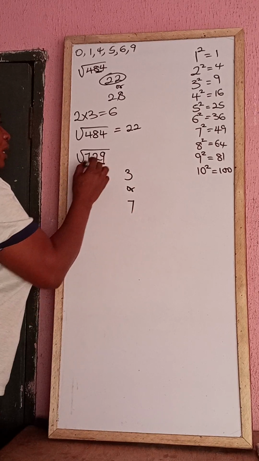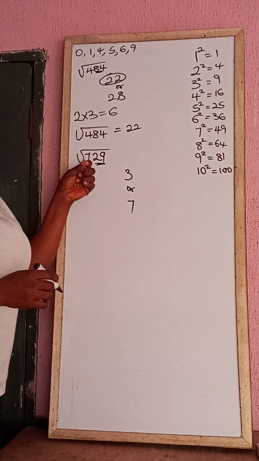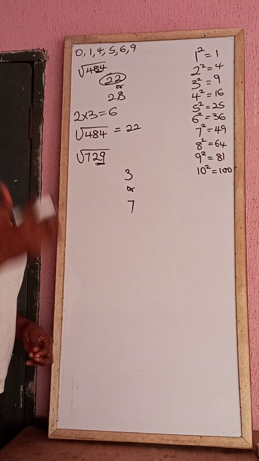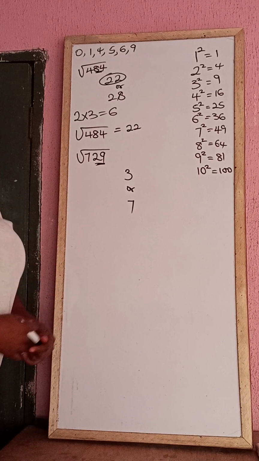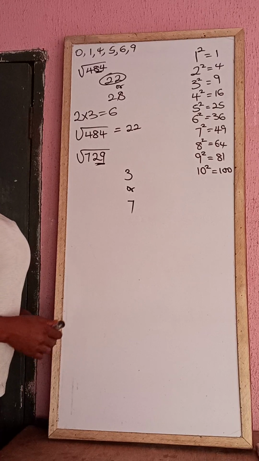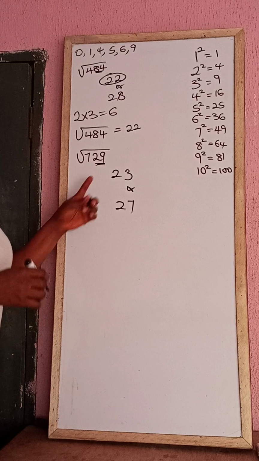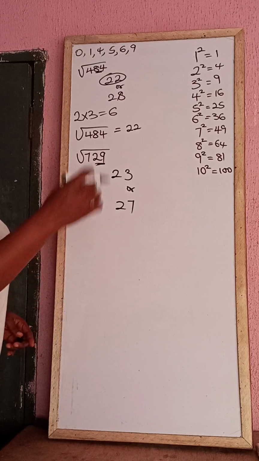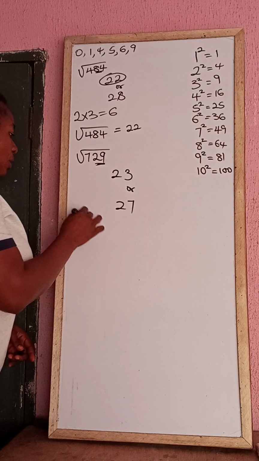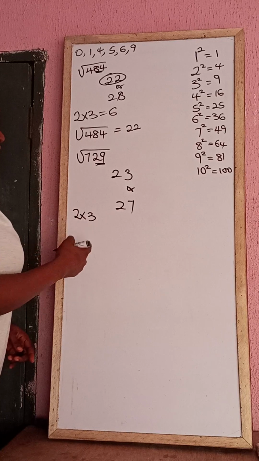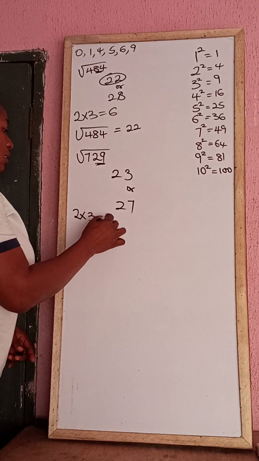We strike out these 2 as well. Now, 7 is not a perfect square. The closest perfect square to 7 that is less than 7 is 4, and the square root of 4 is 2. So our answer is either 23 or 27. Once again, we are going to do 2 times 3 because after 2, the next digit is 3. 2 times 3 is still 6.